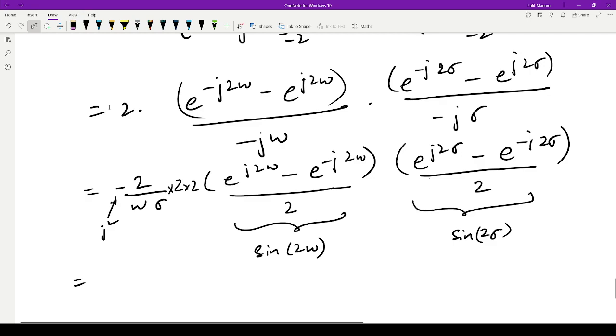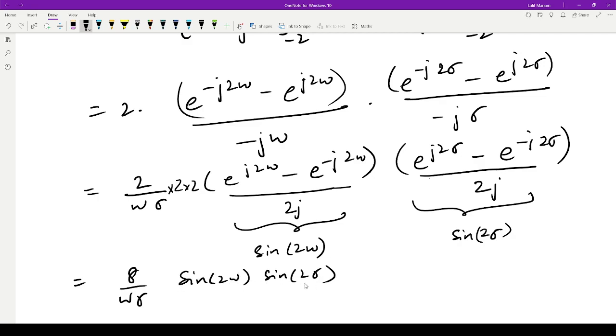Yes. Or is it j sine 2 omega? Okay, so it is j sine 2 omega. I'll just keep j's here. So given this, we'll have this sine 2 omega sine 2 sigma. So this is 8 upon omega sigma sine 2 omega sine 2 sigma. So this is the final answer. Any doubts?